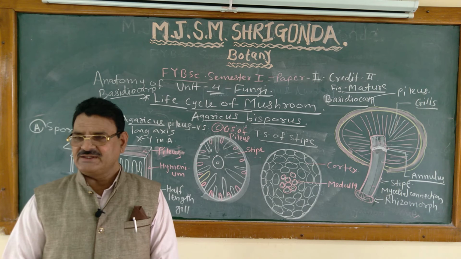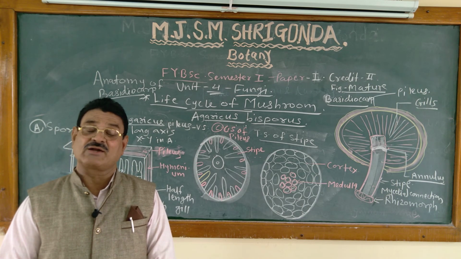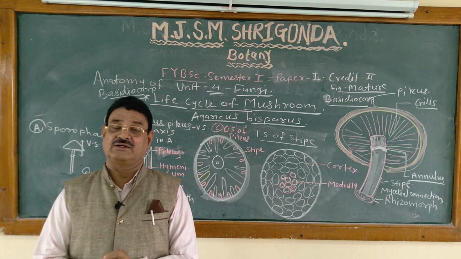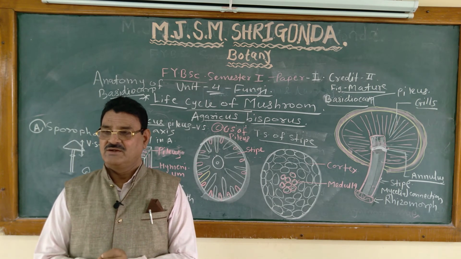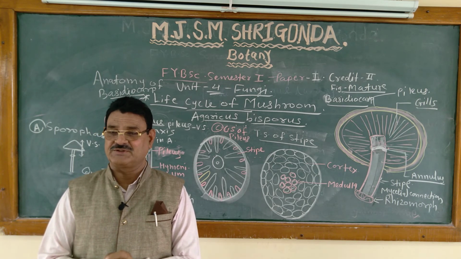Then the third method, sexual methods. It is mainly somatogamous or pseudogamous. It is mostly an advanced method of sexual reproduction. Most species of mushroom are heterothallic, but Agaricus bisporus is a homothallic species of mushroom.